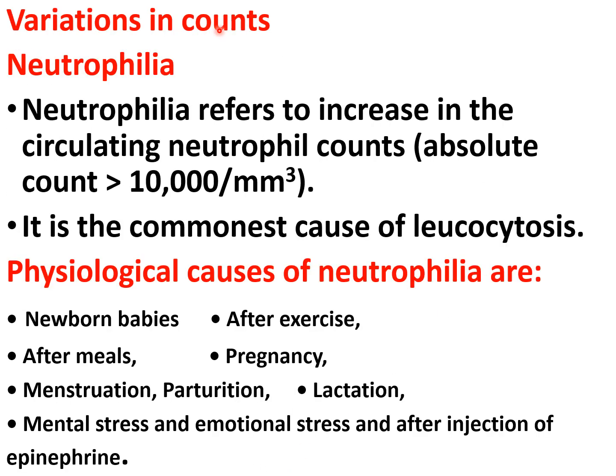Then what are the variations in the counts? So first of all, neutrophilia. Neutrophilia refers to an increase in the circulating neutrophil count, absolute count that is greater than 10,000 per mm cube, and it is the commonest cause of leukocytosis. So what are the physiological causes of neutrophilia?